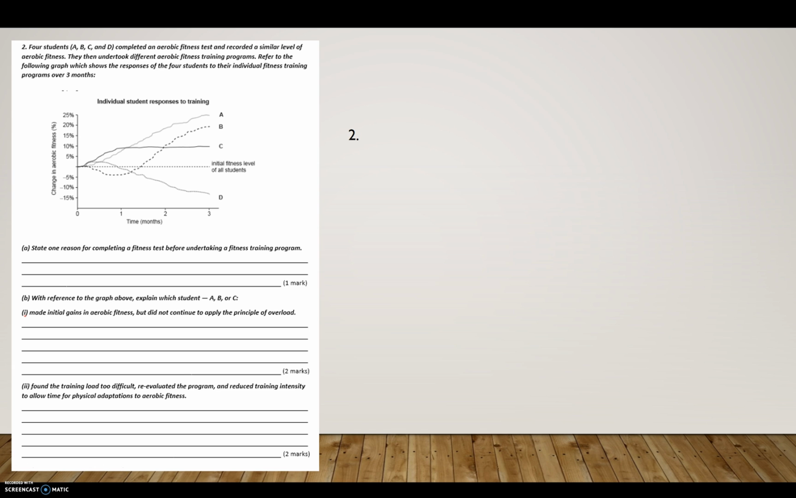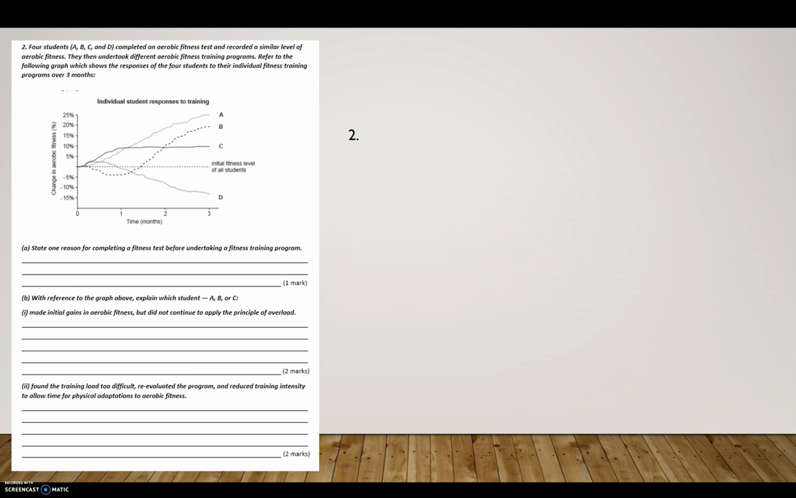Question 2 looks at students A, B, C and D completing an aerobic fitness test and recording a similar level of aerobic fitness. They undertook different aerobic fitness training programs. Refer to the following graph which shows the response of the 4 students to their individual fitness training. We can see how they've all at the start recorded about the same, and then you can see the increase or decline in aerobic fitness over the 3 months.